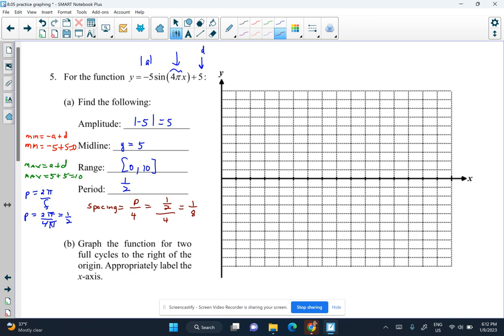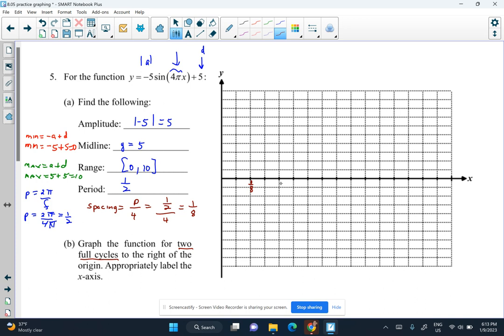Before we continue, let's label our x-axis. In part B, we know we're going to have to graph 2 cycles. So now you could go every box, but I know from past experience I have enough room to go every 2 boxes is equal to 1/8. So we're going to count by 1/8.